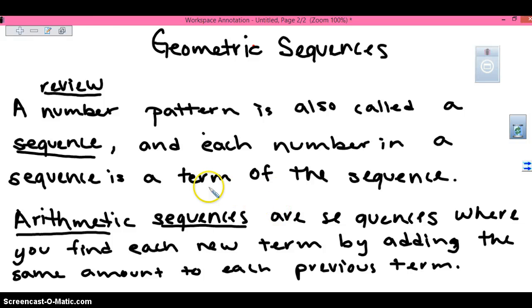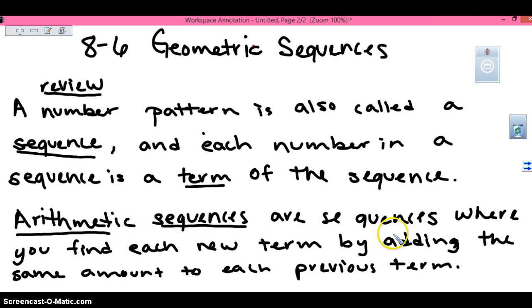So today we're talking about geometric sequences. In the past we've talked about number patterns, which is also called a sequence. And that's where each number in a sequence is also a term, called a term. So what would be a sequence? 1, 2, 3, 4, 5, 6, 7.